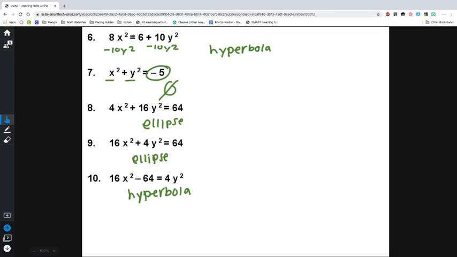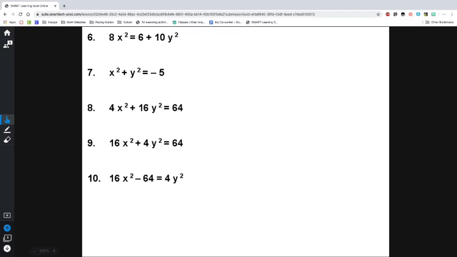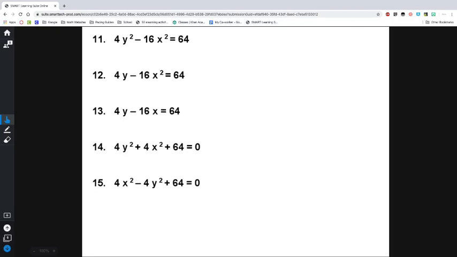All right, and then one more set just to review some of these other trickier ones. Again, I'd pause this, see if you can identify them, and then replay once you've got the answers. Number 11 is a hyperbola. Number 12 is a parabola. 13 is a line, one of those trick questions. Number 14, undefined. 15 is a hyperbola. Okay, 14 is undefined because if I subtracted 64 from both sides, you'd end up again with a circle that has a negative radius.